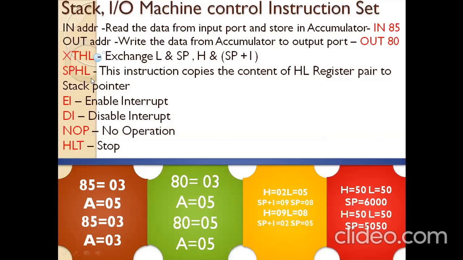SPHL means it will move the HL register pair data to the stack pointer. This instruction copies the content of the HL register pair to the stack pointer. Initially, H value is 2, L value is 5, stack pointer value is 8, and stack pointer plus 1 is 9. It will copy the content from the HL register pair to the stack pointer.